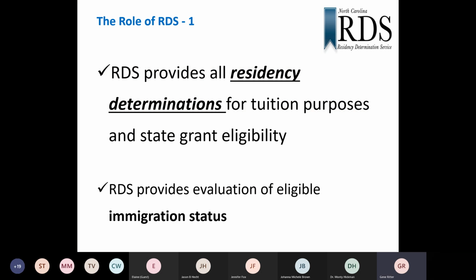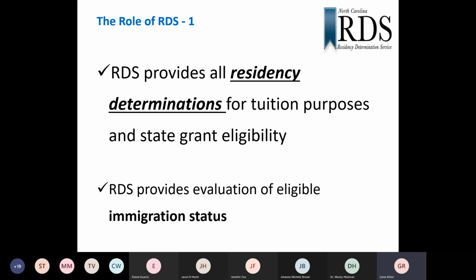So what's RDS's role? RDS provides all residency determinations. Campuses don't have the ability to make a residency determination, but you can see if they qualify for a tuition exception. RDS also provides for evaluation of eligible immigration statuses. And let me say that this is one of the more complex issues. Be thankful you don't have to deal with it day to day. It's a big part of what I have to look at on some of these complicated cases.